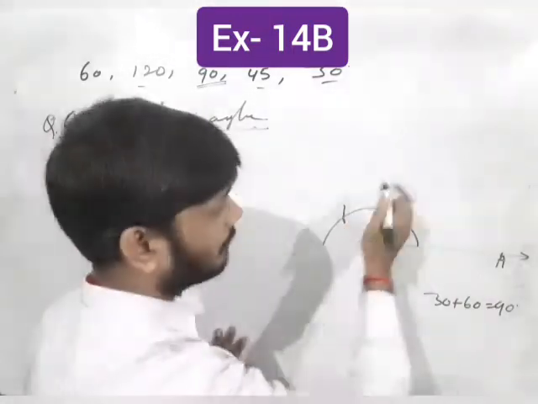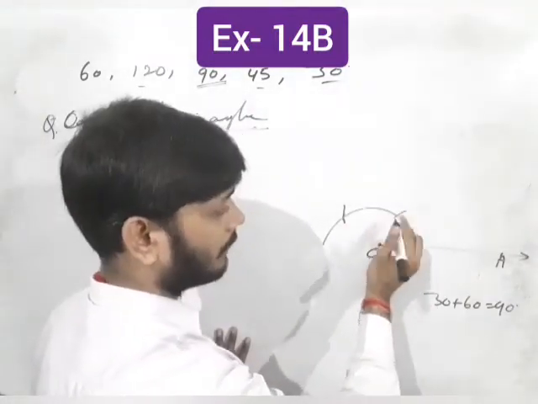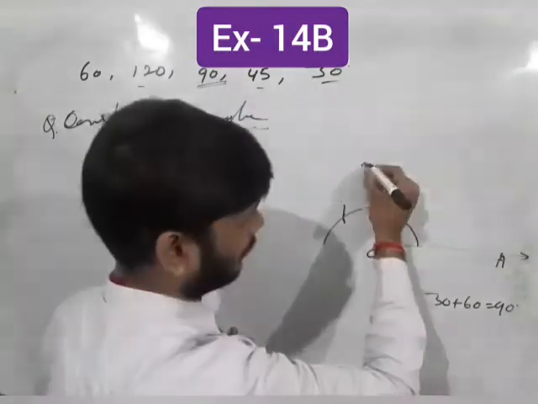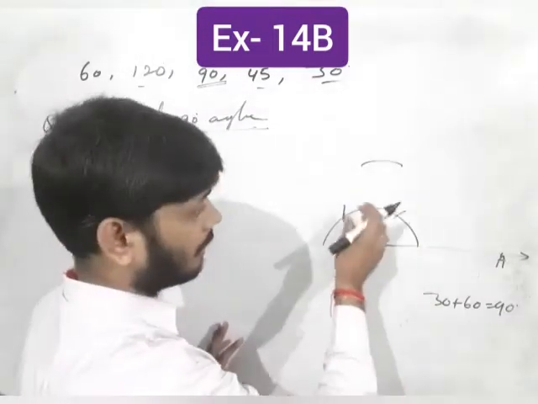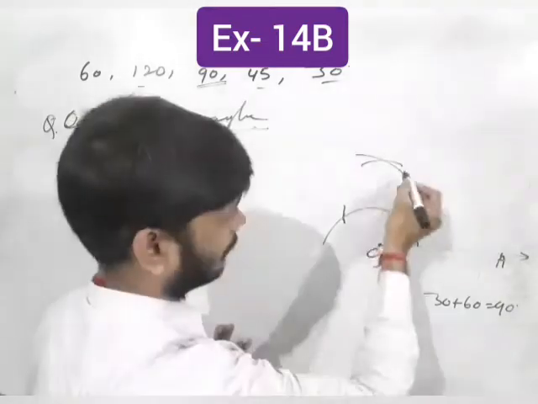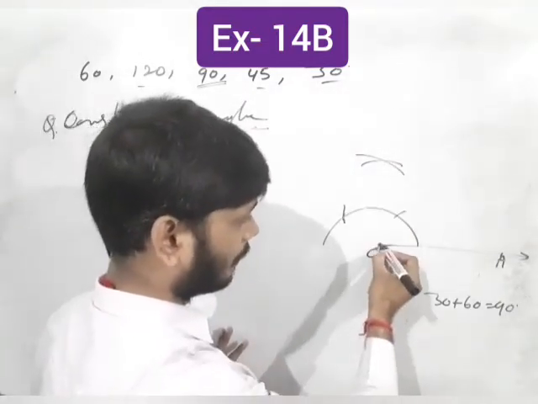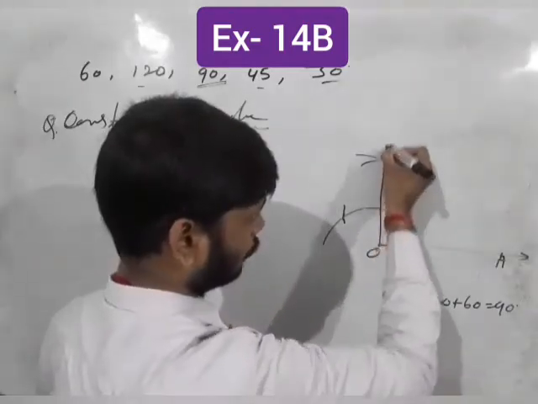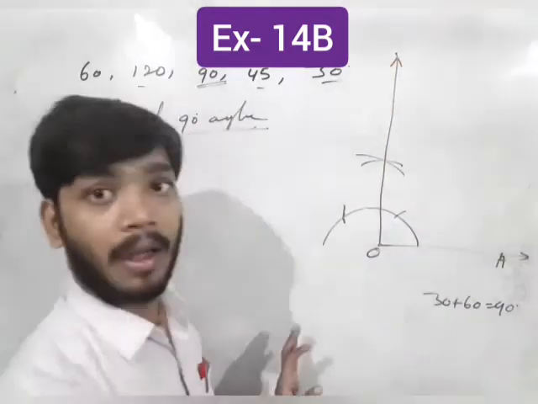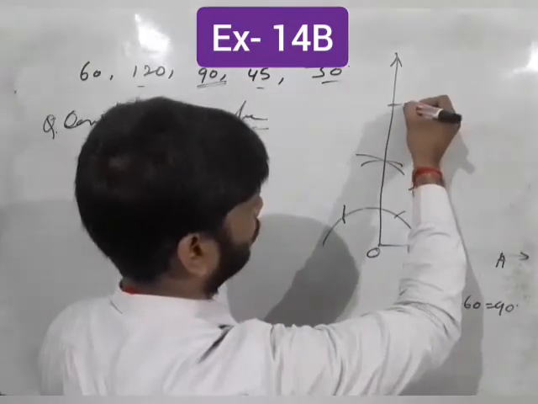this angle. So friends, here with the same radius, fix compass here and draw an arc here in the above, and again draw the arc here. And now join the intersecting point and O with a ray. Students, here suppose this point is B.